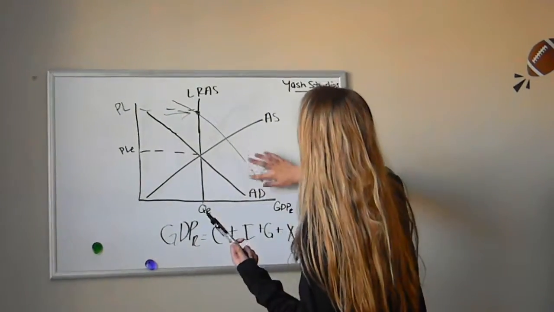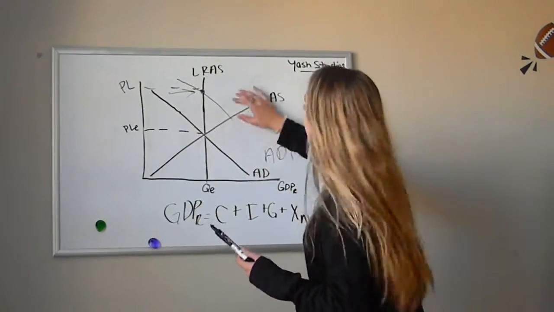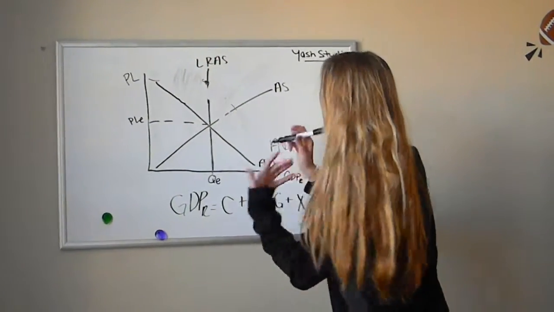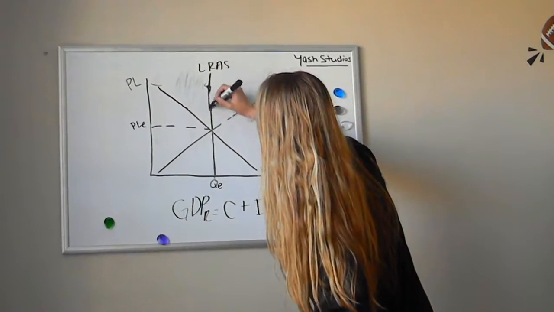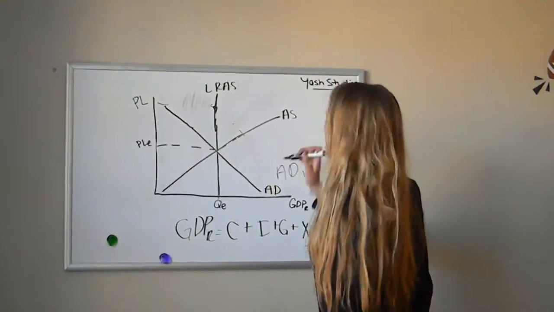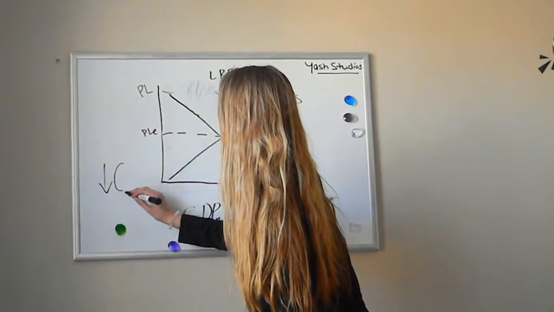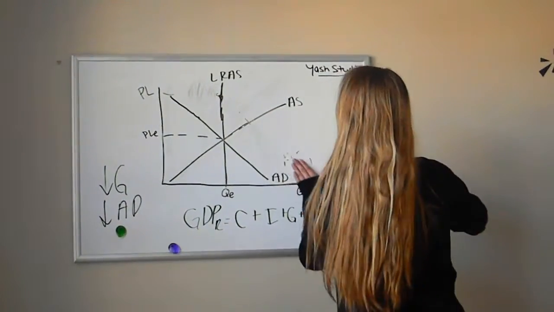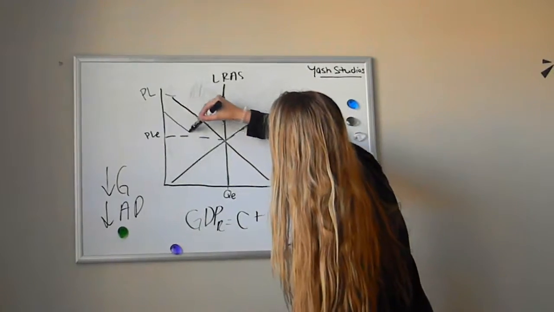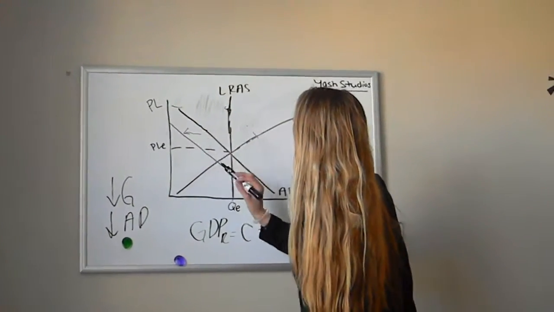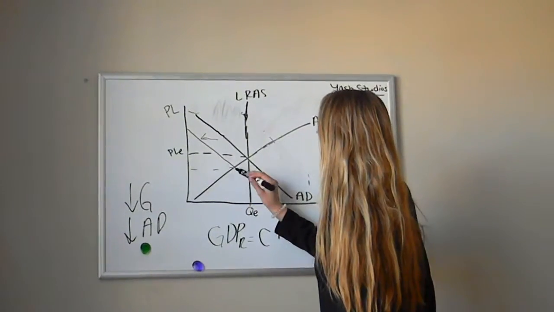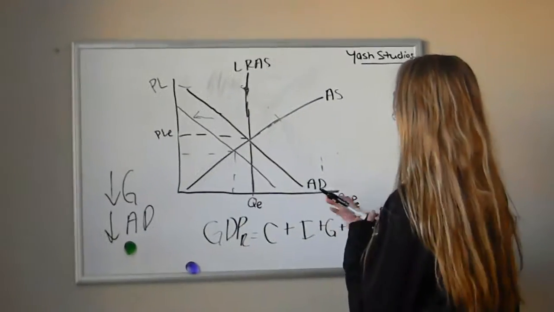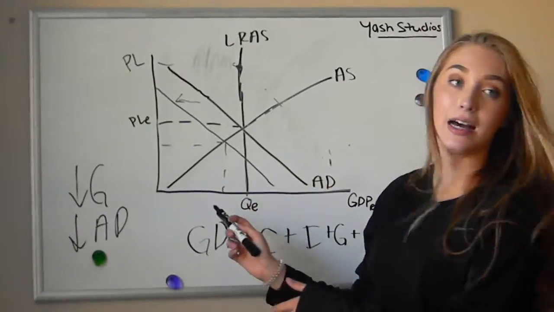And then also, we could do it the opposite way. Let's say we decrease government spending. Decreasing G is going to decrease aggregate demand, so aggregate demand is going to now shift to the left. And when aggregate demand shifts to the left, price level will decrease and quantity produced will also decrease following that. And then that also means that GDP of the nation will decrease as well.